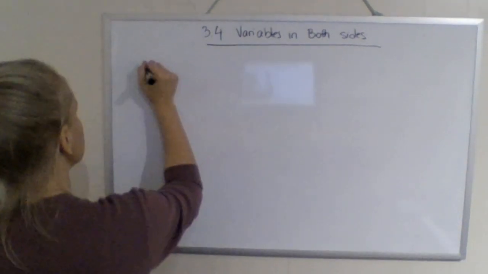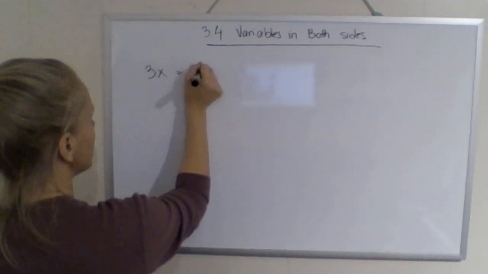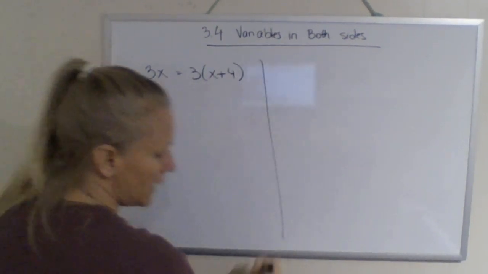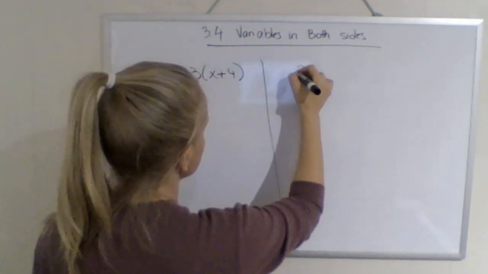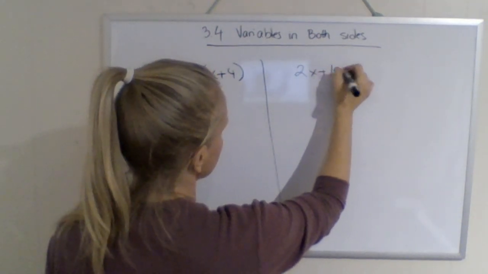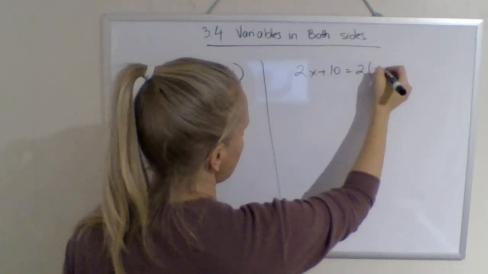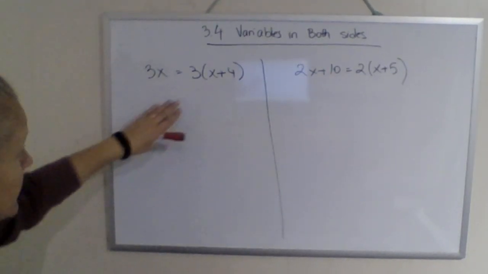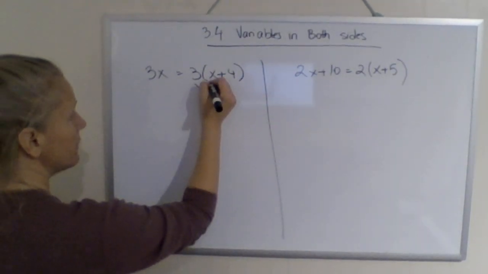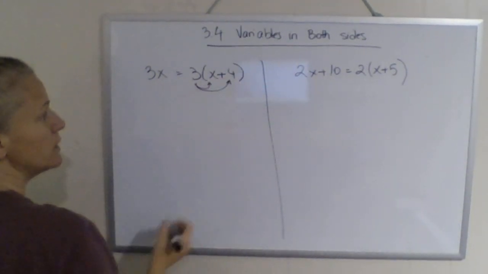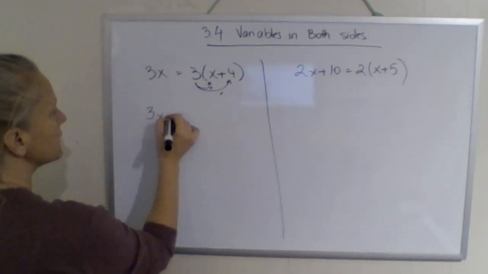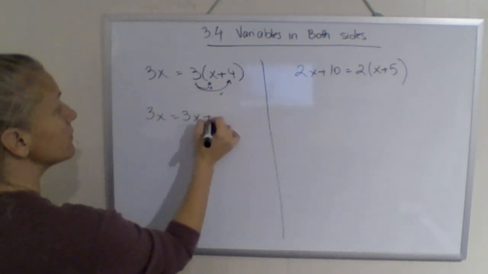We have 3x equals 3 parentheses x plus 4. This is our first type. And the second type is going to be 2x plus 10 equals 2 parentheses x plus 5. And we're going to try and solve these two together. Let's go ahead. We said the first thing we always do when we have a distribution is we do the distribution. We always multiply. We never add. 3x equals 3x plus 12.